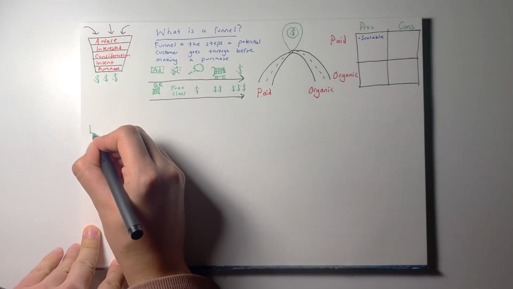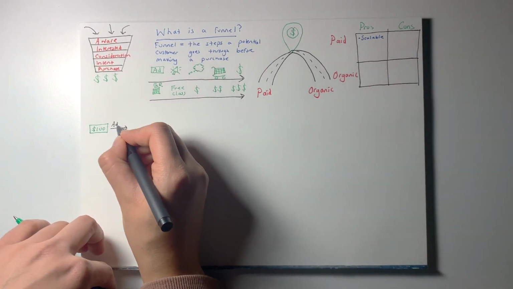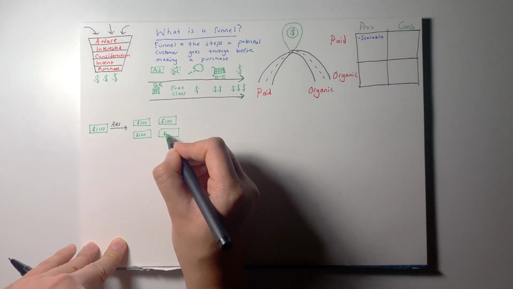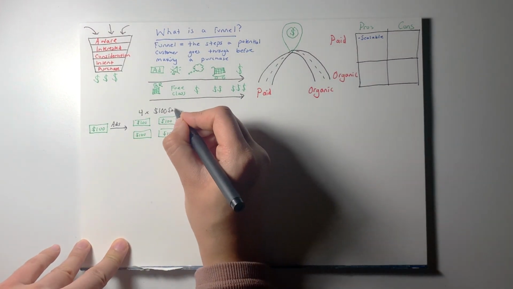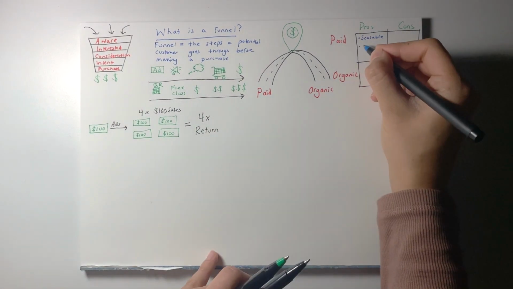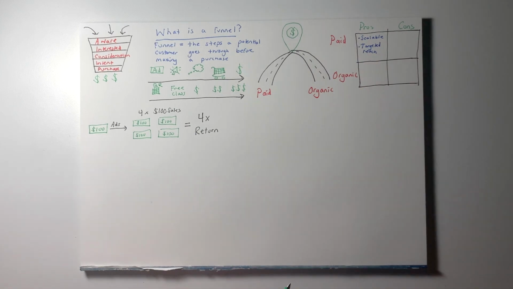Let's say you invest $100 into ads, and that leads to 4 $100 sales. That yielded you a 4x return. By continuing to run this ad, you can efficiently scale the growth of your business. Another pro of running ads is targeted reach.